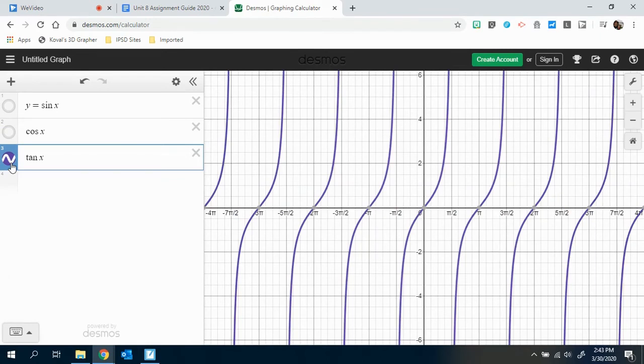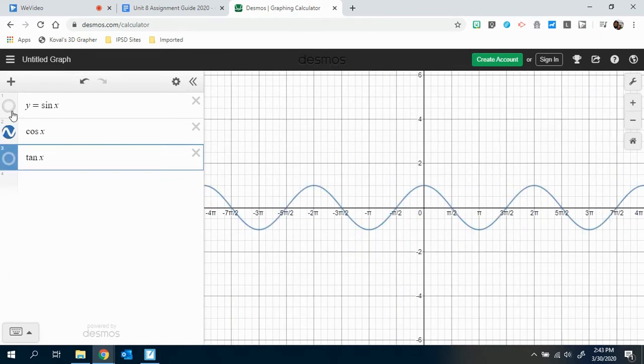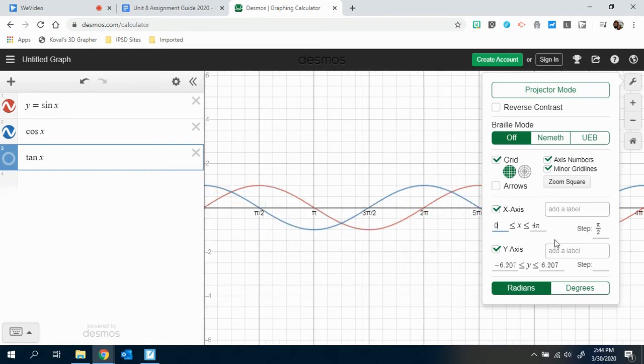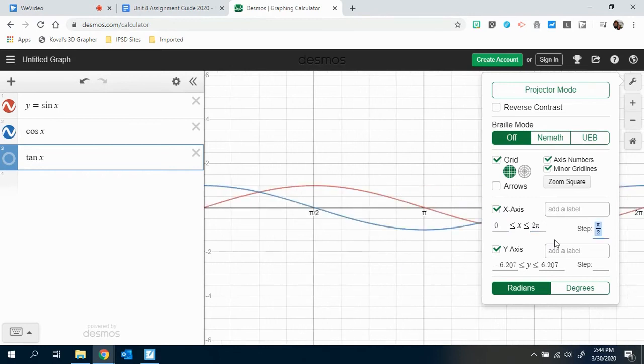Whoa, tangent of x looks crazy. We'll deal with that in a second. So sine or cosine, they kind of look like this. Now, what I'm going to do is zoom in on the graph to exactly what we saw when I was graphing it. So I graphed one period.